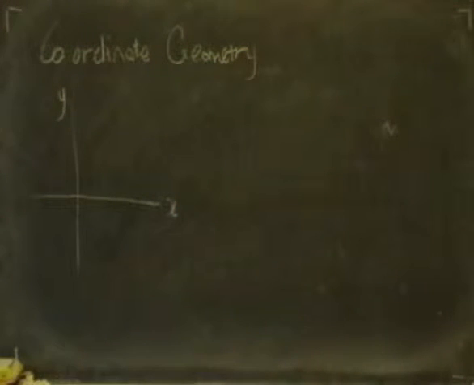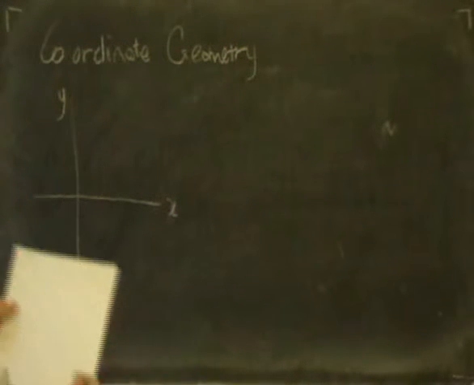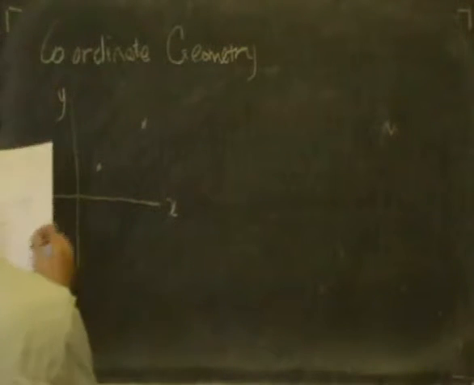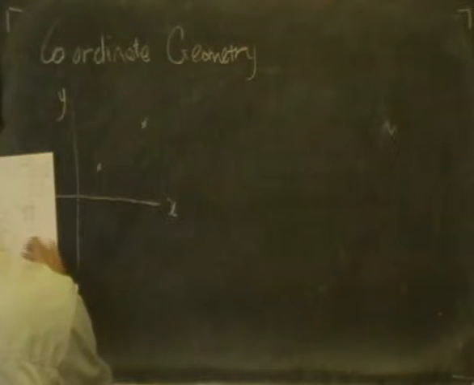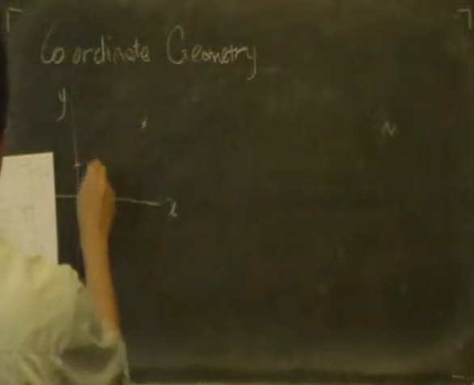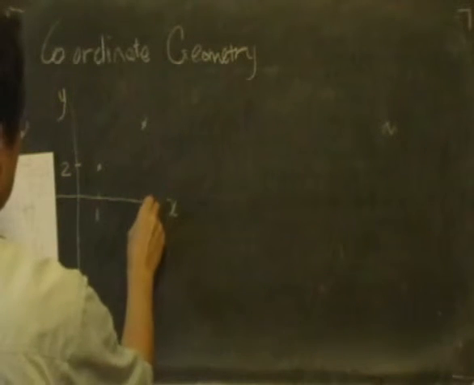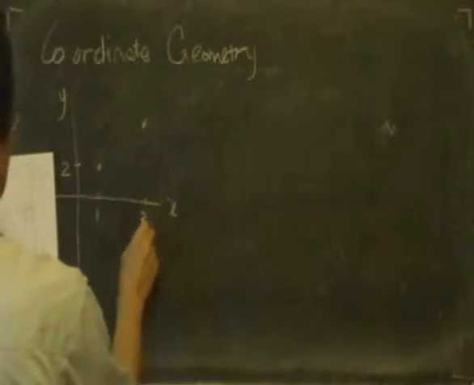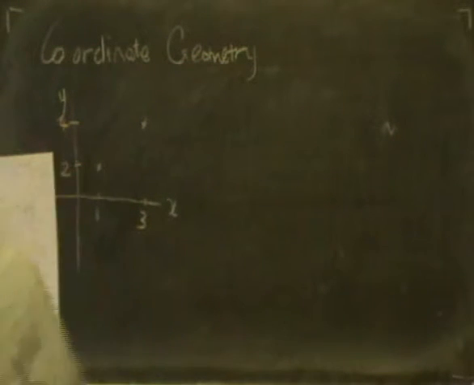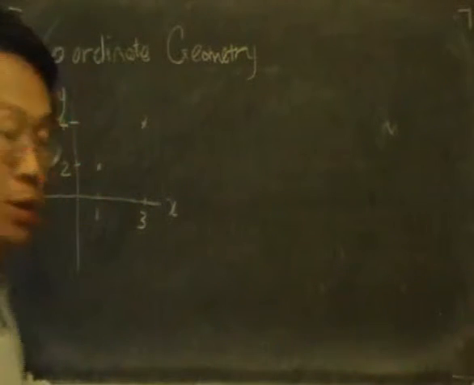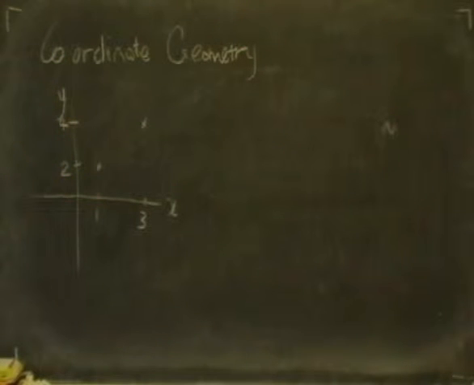Start with the xy axis. And suppose we have 2 points. One of them has the coordinates 1, 2. The other one 3, 4. Now, if we want to find the distance between them, this is how it can be done.